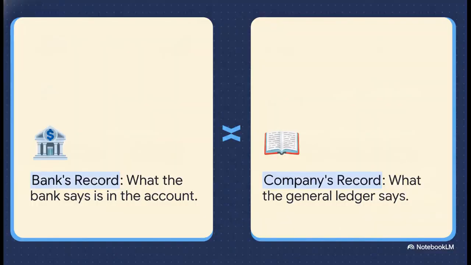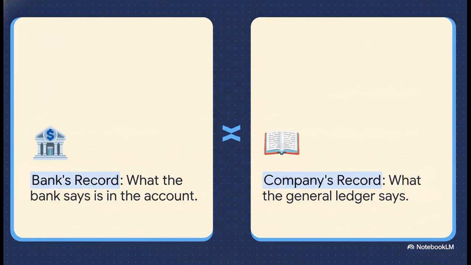At its core, a bank reconciliation is just comparing 2 records of the exact same cash. On one side, you've got the bank's record, what the bank statement says is in your account. On the other side, you have the company's record, which is what your general ledger says. Now, here's the kicker. These 2 balances are almost never identical at any given moment. And honestly, that's totally normal.